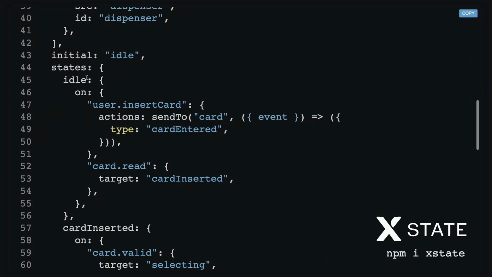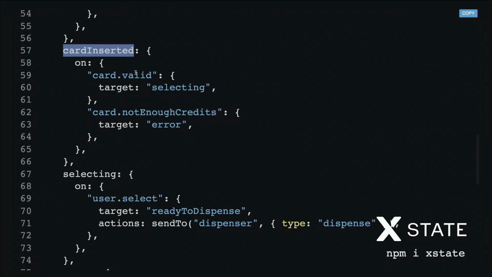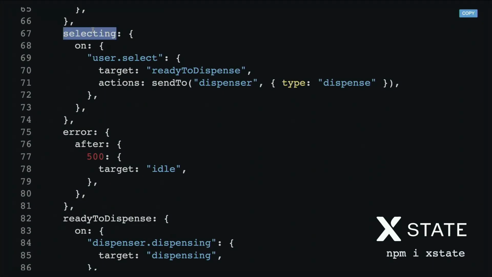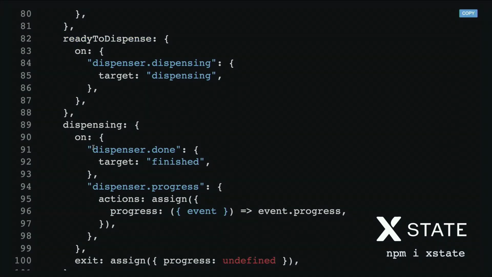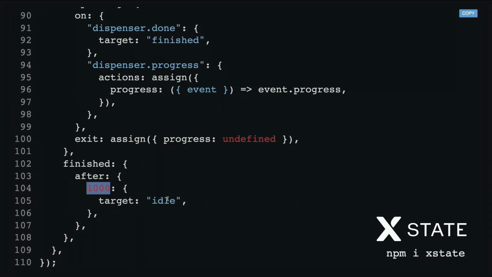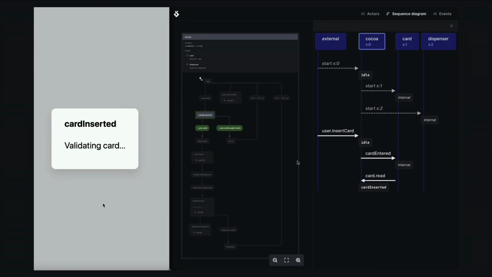First it's idle, and then when the user inserts the card and the card is read, we're in the card inserted state, and hopefully the card is valid. It allows the user to select what they want to drink, and then it might error, and then goes back to idle if it errored. If it's ready to dispense, we're waiting for the dispenser to actually start dispensing. And then when the dispenser is done, we reach the finished state, and eventually we just go back to the idle state.